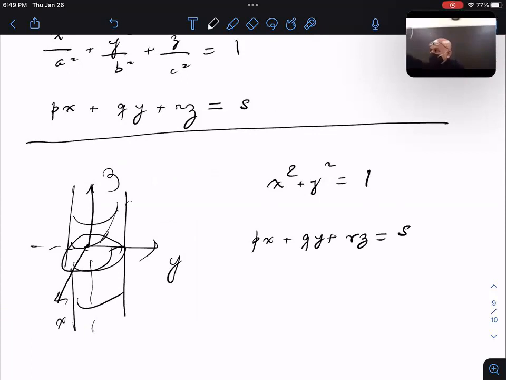If you slice a cylinder at a slant, what would you get? Notice that if the plane is parallel to the axis of the cylinder, you get two lines as the intersection. Right? If this is the cylinder and I'm intersecting it with a plane, I will have one line here, one line here. Right?